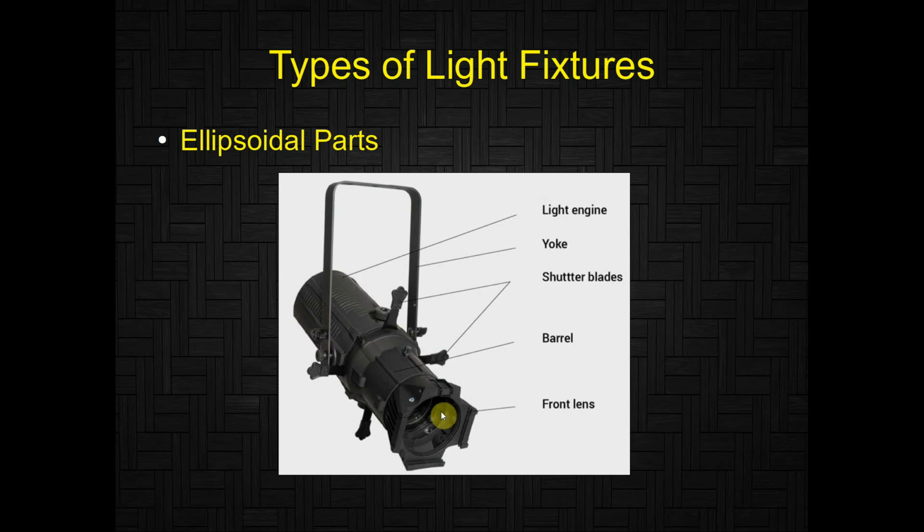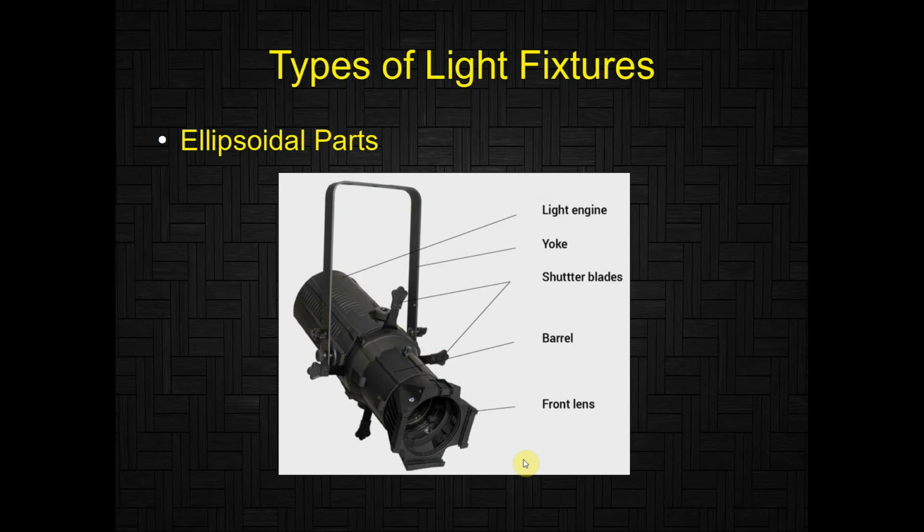The barrel and the front lens here, the barrel actually moves in and out to focus this, so we can have a sharp circle of light on the stage that has a well-defined edge, or we can slightly unfocus it by moving the barrel so that it's a less focused circle of light so that it would blend a little bit better on the stage.